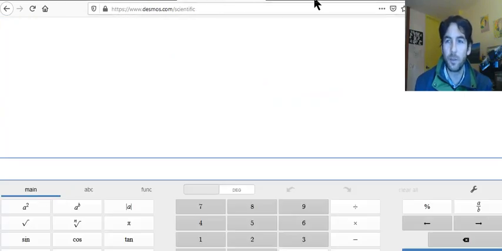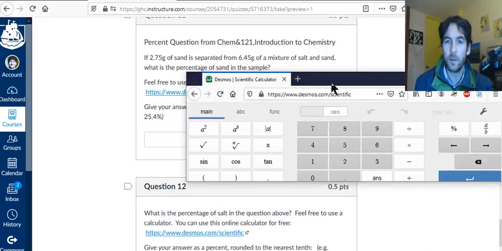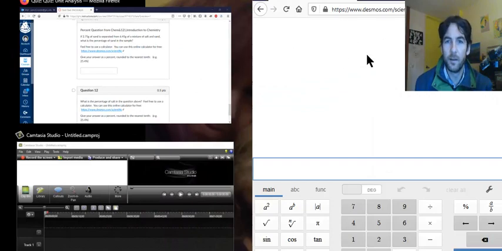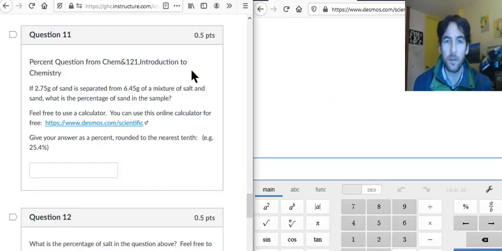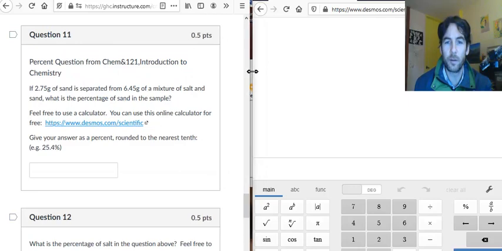So I'm going to show you a little trick for putting screens side by side. I'm going to grab this window here and put it all the way to the right, and it takes up half the screen. Then I'm going to click on this and now I can see the quiz and the calculator at the same time.